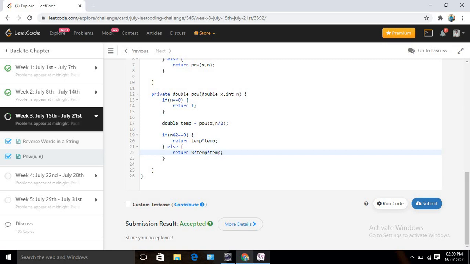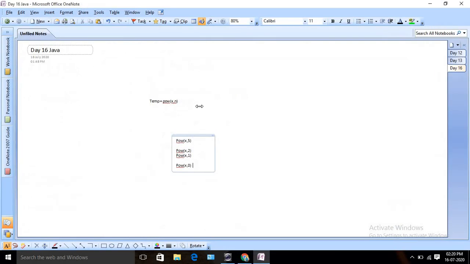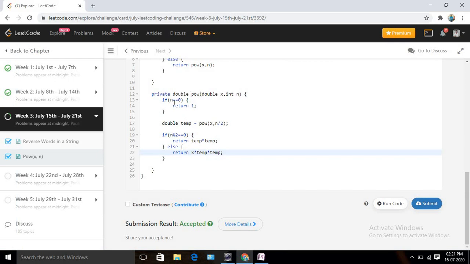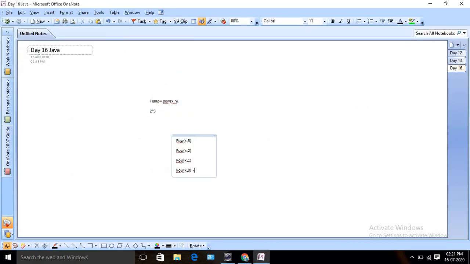Now let me try to explain the logic of what we are doing here, right? Suppose I want to calculate 2 to the power 5. At first we call the function with x and 5, right? Then we divide it by 2, so 5 divided by 2 is 2. Then I calculate the result for this sub-problem. Again I divide this sub-problem by 2, so 2 by 2 is 1. So it will call pow with x and 1, right? After that again I do 1 by 2, that will be 0, and whenever I reach 0, my n value is 0, so our function returns 1, right?